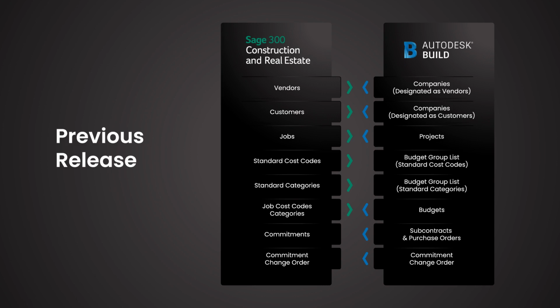Note that the arrows in this illustration indicate the direction that data can flow, either from Sage to Autodesk or Autodesk to Sage, or in some cases bidirectionally.